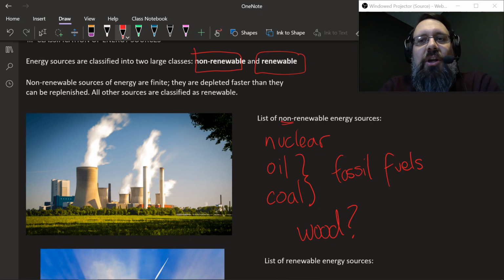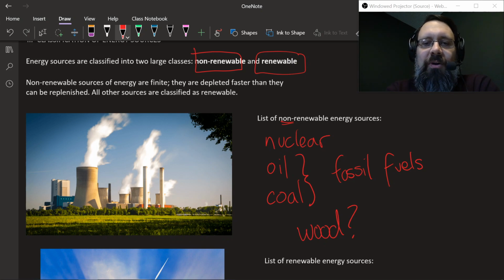If we tried to generate all of our electricity off wood, yeah, for sure, right? But it depends. How much are we using it? If we're just using it a little bit, I guess technically it would be renewable. But if we're using it like a ton, it's not going to be. So wood can go either way. It just depends, right? I mean, all of these technically, you can make an argument that they could go in one or the other category.